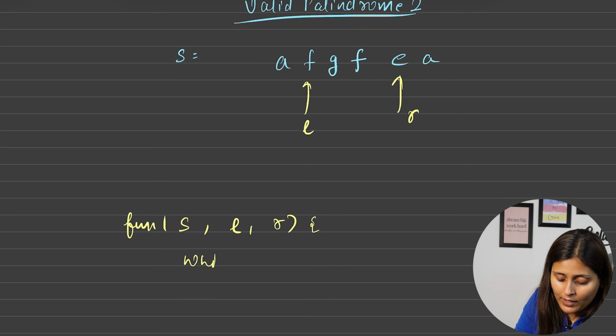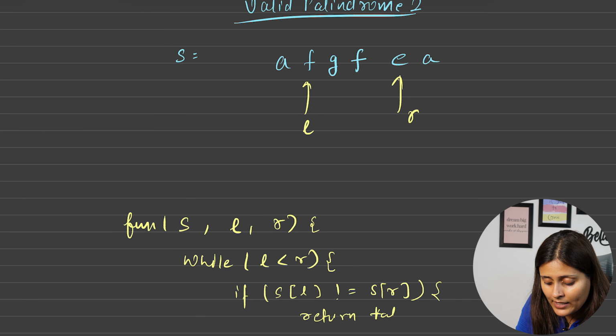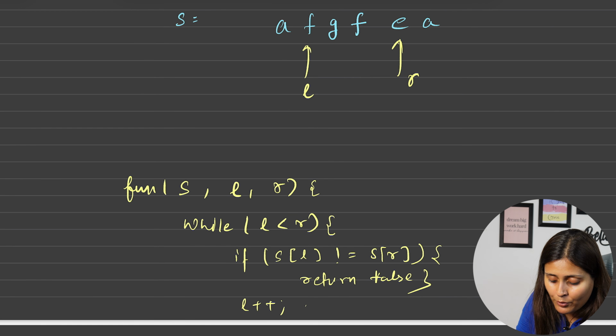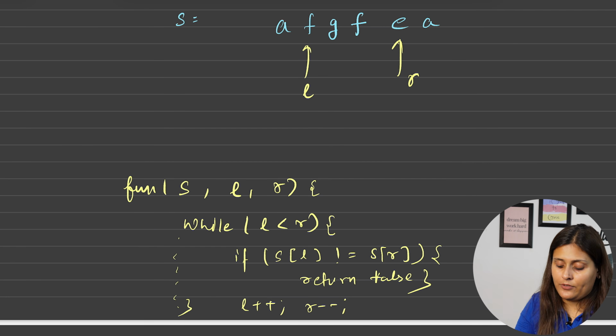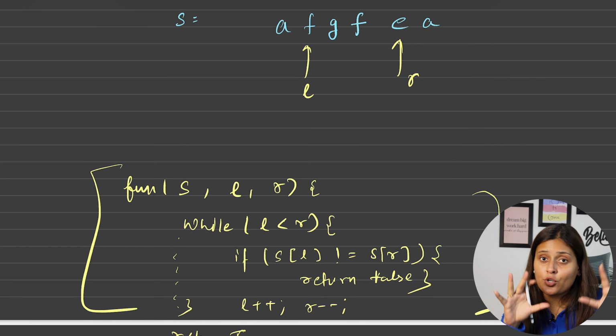Here what we'll do, while the left pointer has not crossed the right pointer, we will check if S of L is not matching with S of R. At any point, if they do not match, we'll simply return false then and there. Or else we'll keep on moving the left pointer ahead and the right pointer behind, and keep running this. After coming outside the while loop, if we have never returned false, we can say yes, this is a valid palindrome, and we will return true. This is the basic palindrome check function.